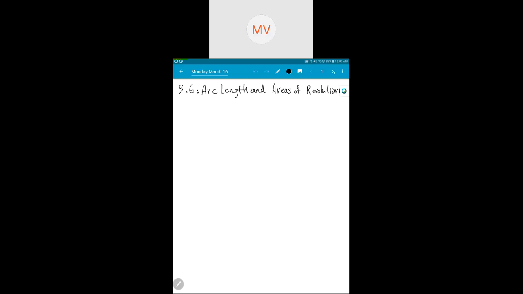So as you can see today, we're talking about arc length and areas of revolution. Basically, a curve revolving about an axis is going to create a surface, and then finding the area of that. But before that, we're finding the length of the curve. It's 9.6, and this is how we're going to start.